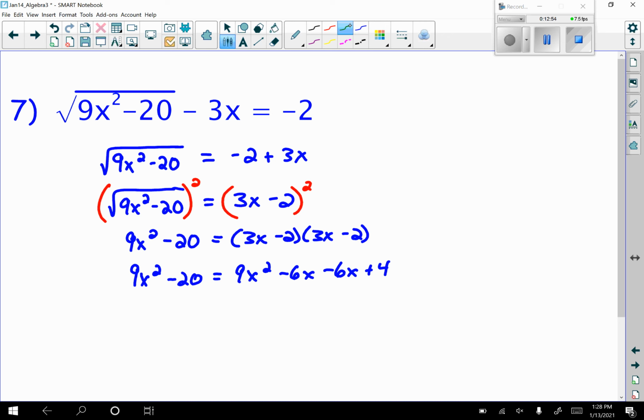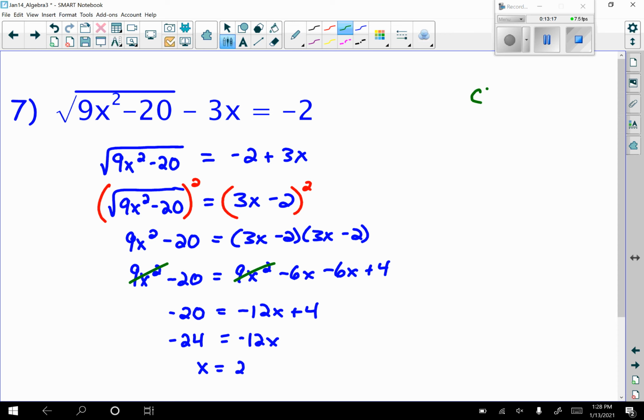Now, like the last problem, look at the quadratic terms. 9x squared and 9x squared. They're the same. So if I subtracted 9x squared from both sides, they're gone. Now I have a negative 20 equals negative 12x plus 4. I want to subtract 4 from both sides, so we'll get a negative 24 equals negative 12x. Divide both sides by negative 12, and x equals 2.